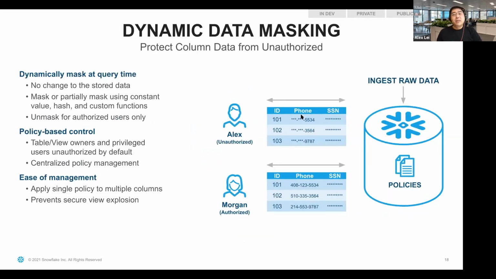Dynamic data masking has been in GA for quite some time now. It's, as the name suggests, dynamic masking of information as a person accesses that data. So in these particular examples, you might have social security numbers or phone numbers. We can mask them at the time of reading the information from the database.